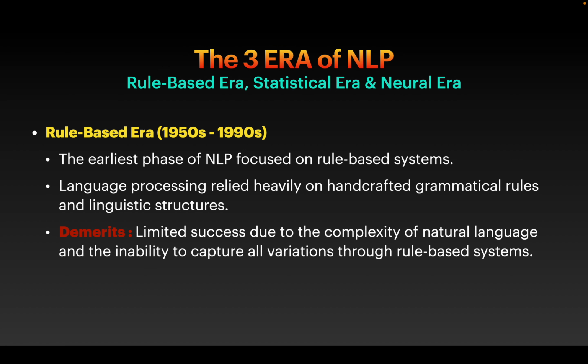The demerit of the rule based era is that the language processing relies heavily on handcrafted grammatical rules, as I have discussed. The main demerit is limited success, due to the complexity of natural language and the incapability of capturing all the variation through a rule based system. You have millions of words, so how are you going to classify each word? For one word, a new word might appear that sounds much similar to the present word. How can we capture all these details? So that was a big demerit.